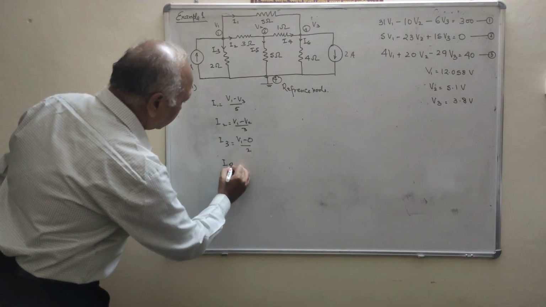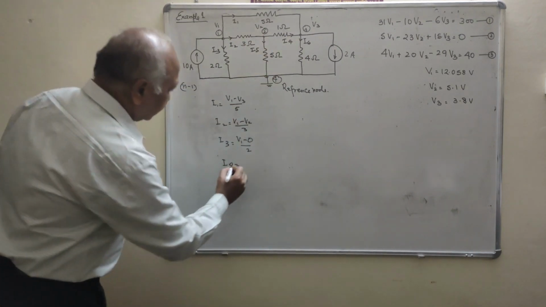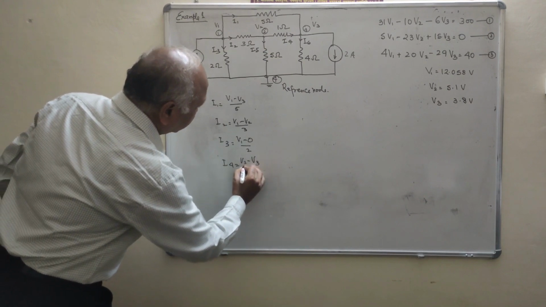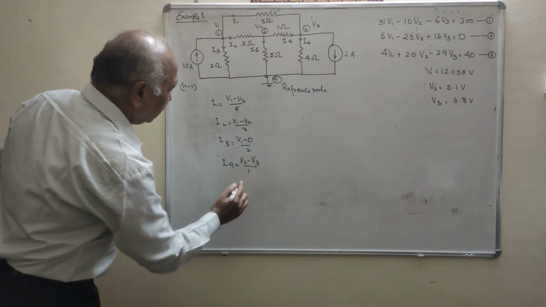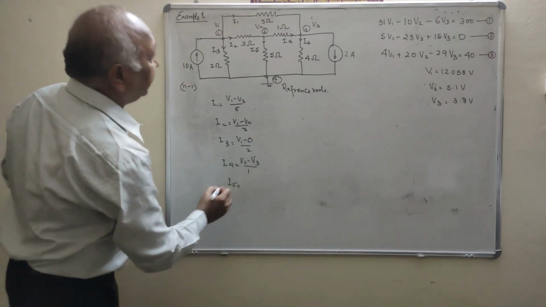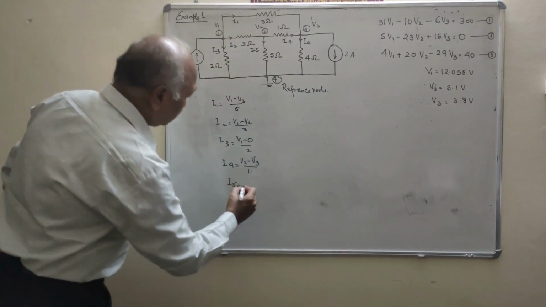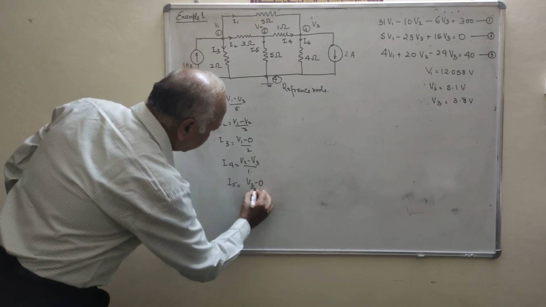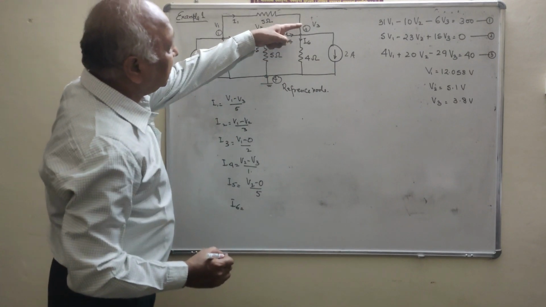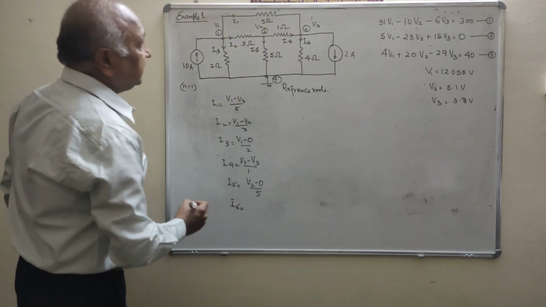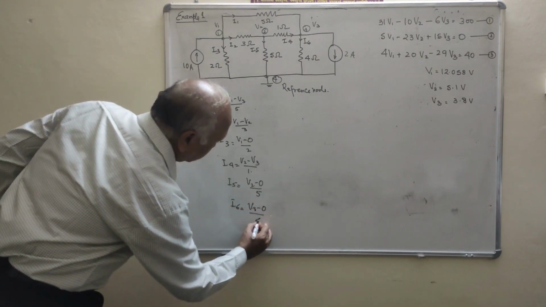What is I4? Clear? I4 is flowing from node 2 to node 3, that is V2 minus V3 upon 1 ohm. Clear? Now what is I5? I5 is flowing from node 2 to the reference node, that is V2 minus 0 upon 5. And what is I6? I6 is flowing from node 3 to the reference node, that is V3 minus 0 upon 4.